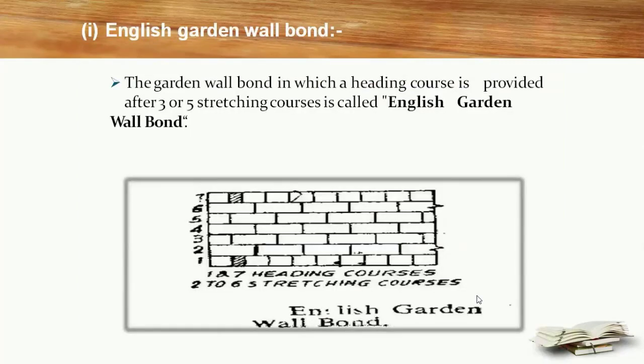Basically, English garden wall bond consists of 1 course of header after 3 or 5 courses of stretcher. To break the vertical joints, a queen closer is placed next to the queen header. The middle course of the stretcher is started with the header, as you can see in the figure. Also it shows an English garden wall bond construction.